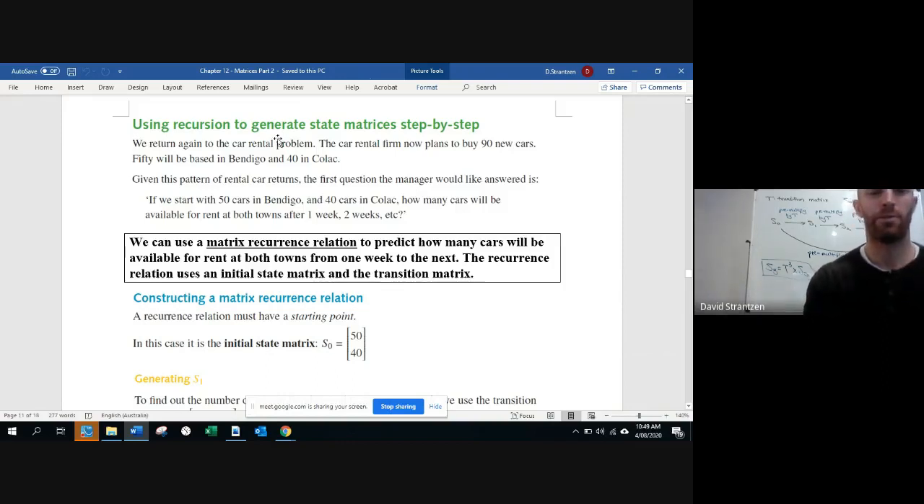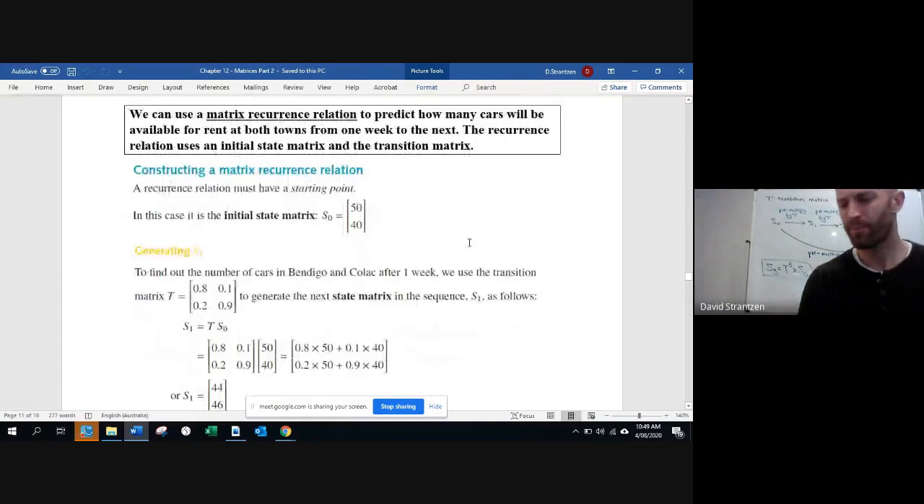So what we can do is use a matrix recurrence relation to predict how many cars will be located or available for rent at each town from 1 week to the next. And the recurrence relation uses what's called an initial state matrix and the transition matrix. So what we're talking about in terms of a state in this problem is where is the time frame? Is it initially, or is it after 1 week? Is it after 2 weeks? So a new state in this type of problem is basically a new week. So we're trying to work out where the cars are located from 1 week to the next.